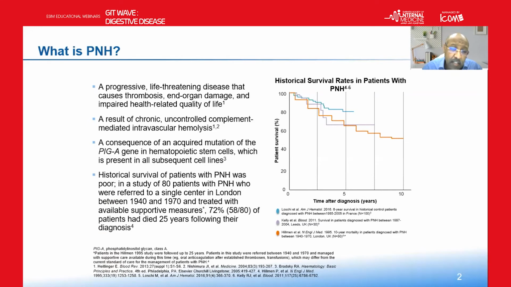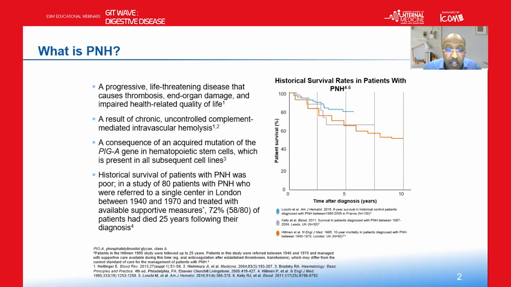PNH is an acquired disease. It's not genetic. It's an acquired mutation of the PIG-A gene, as we could see, and it really affects the hematopoietic stem cells. So it affects all the blood cell lines, the red cells, white cells, and platelets, because the mutation occurs even in the stem cells, and it can even lead to complete bone marrow failure and aplastic anemia. Historically, the prognosis used to be very poor, before we understood the disease and with the advances of treatment.